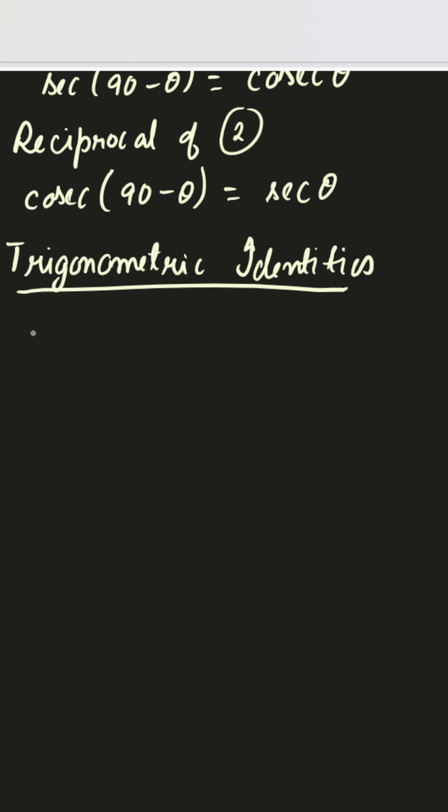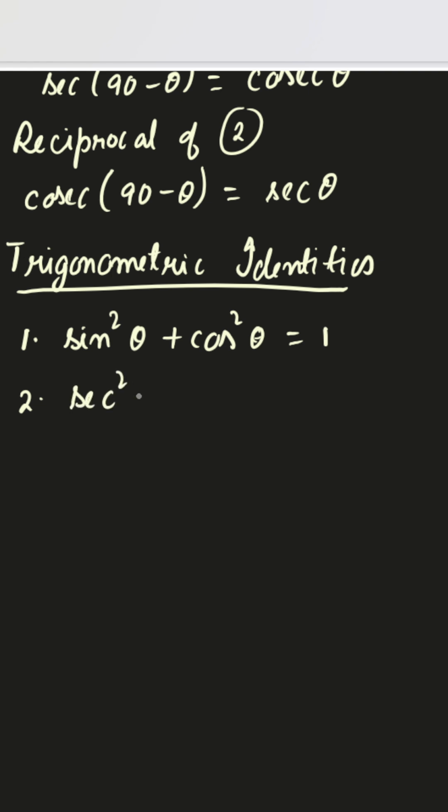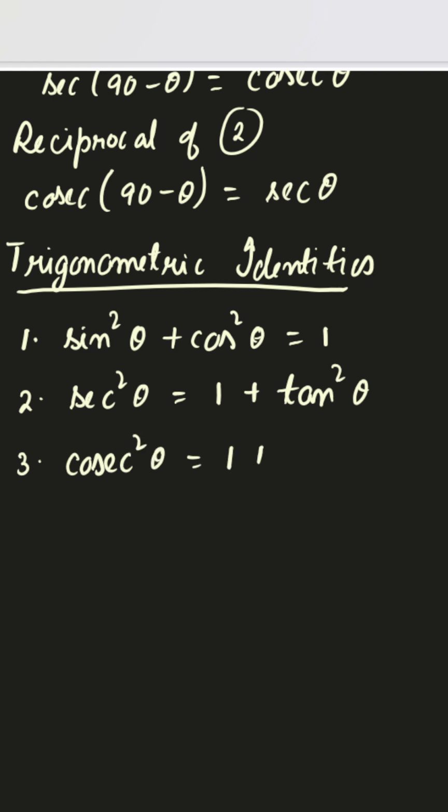So the identities that we have to remember, there are 3 of them in total. Number 1, sine squared theta plus cos squared theta is equal to 1. Number 2, we have sec squared theta is equal to 1 plus tan squared theta. Then we have cosec squared theta is equal to 1 plus cot squared theta. So these are the identities that we should know.